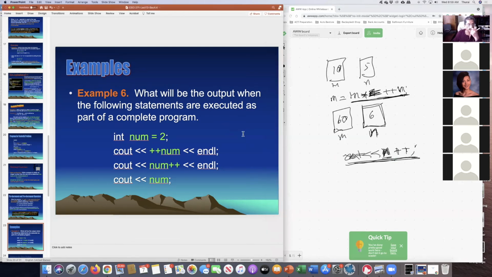So go to the screen now and look at this example. Num is 2, and then I have cout plus plus num, and then cout num plus plus, and then num. So there will be 3 numbers, one below the other. And can you tell me exactly what those numbers are?